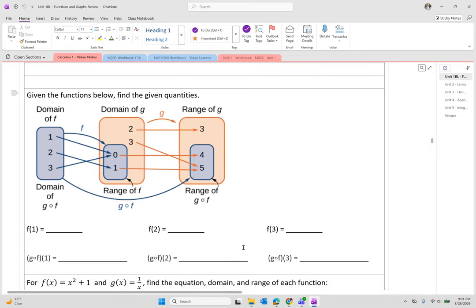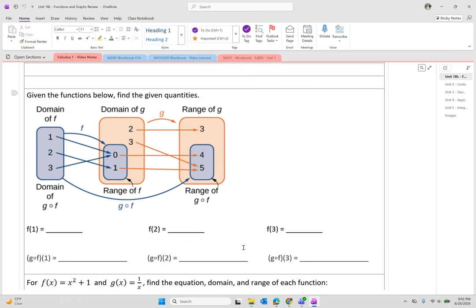We have a function f that has domain the set of integers 1, 2, and 3. It maps those integers to a range of 0 and 1. The domain of g is 0, 1, 2, and 3. So 0 and 1 is a subset of 0, 1, 2, and 3. And the range of g is 3, 4, and 5. So therefore we can create the composite function g circle f. So g circle f will have a domain 1, 2, and 3.